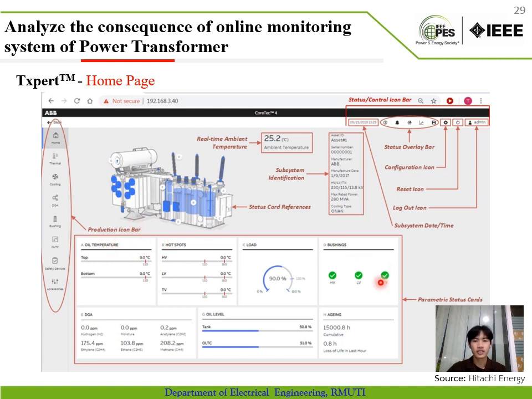And this is the parametric status card, which allows us to see many data such as oil temperature, hot spot, load, bushing, DGA, oil level, and aging of the power transformer, to predict the health of the power transformer and provide real data and continuous 24/7 monitoring, so the operator can make the right decision and predict future events.